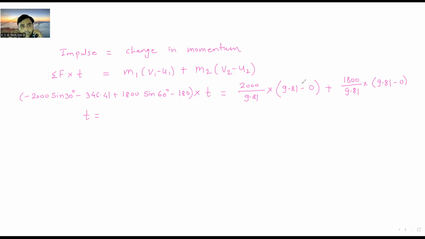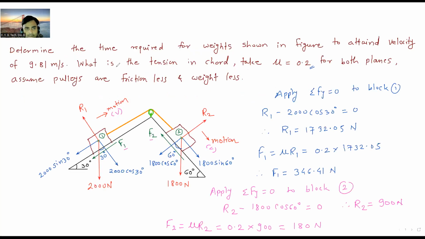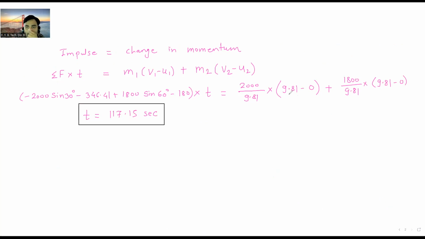What is the answer? 117.15 seconds. Okay, so this is the time required. This is the time required for the weight shown in the figure to attain the velocity of 9.81 meter per second. Okay, so to attain this velocity of 9.81 meter per second, this much time is required.